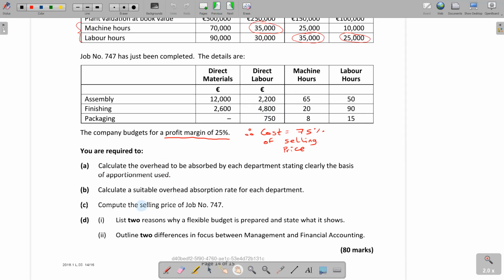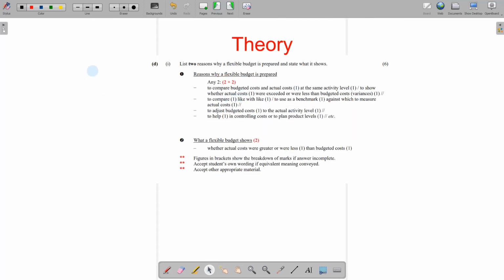Where are we going to get the other marks? Well, we have to list 2 reasons why a flexible budget is prepared and state what it shows, and then outline 2 differences in focus between management and financial accounting. So I'll put the solution up just so that you can see what they're telling you and how the marks are distributed. So here we have list 2 reasons why a flexible budget is prepared and state what it shows. So why would you create a flexible budget? So what they're saying is you write any 2 reasons and you get 2 marks for each one.